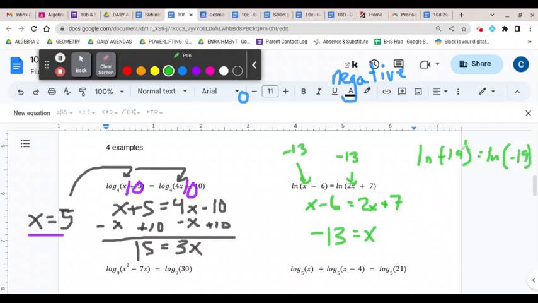It looks good on the surface. The problem is that when we're doing the natural log, remember the base is e, which is a positive number. Because we have a positive number e, this thing cannot be 0 or negative, which means that even though negative 13 is an answer, it's an extraneous answer.